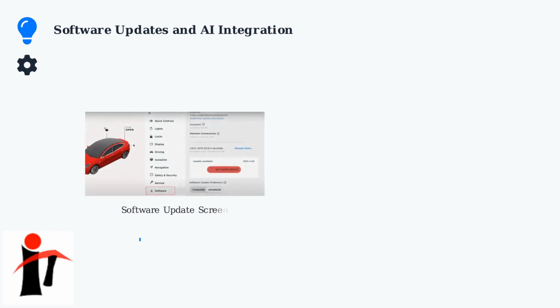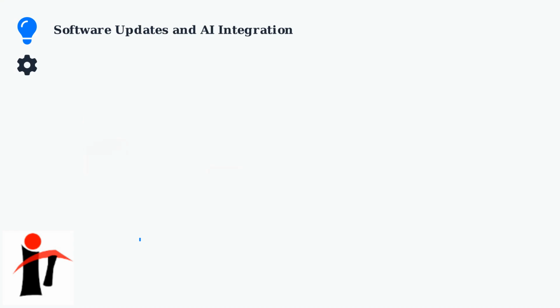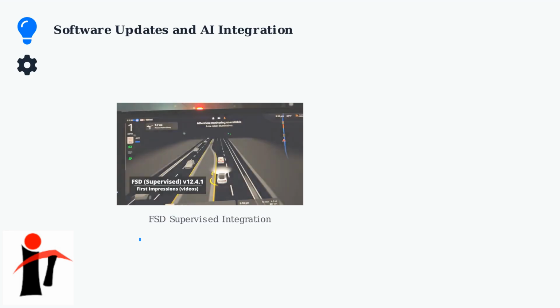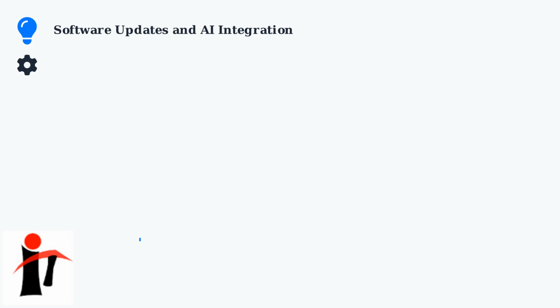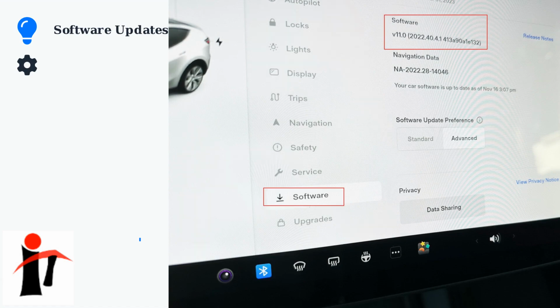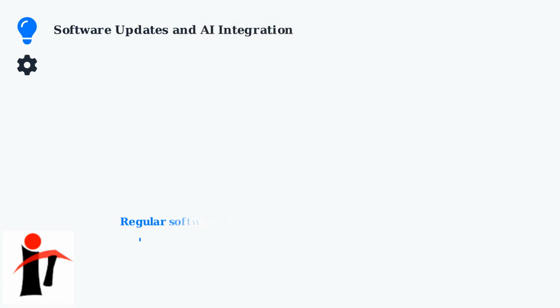The software update screen shows available updates like V12.5.1.1, which fixed calibration issues. Full self-driving supervised uses navigation data to predict and adjust headlights proactively. Calibration ensures accurate sensor response, part of software updates. Check software version in settings to ensure updates are applied. Regular software updates are essential for maintaining optimal auto headlight performance.